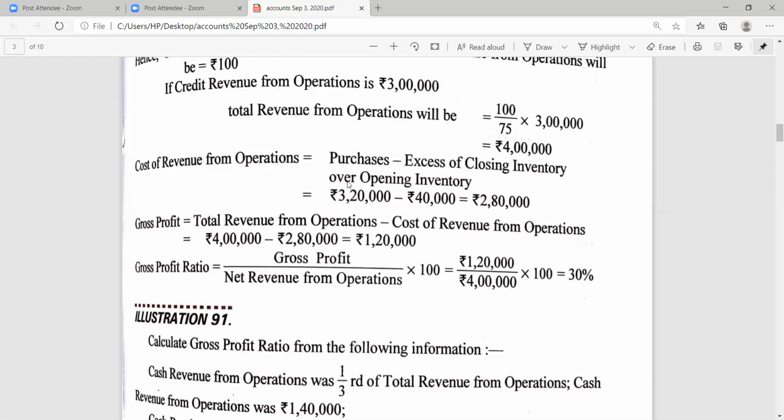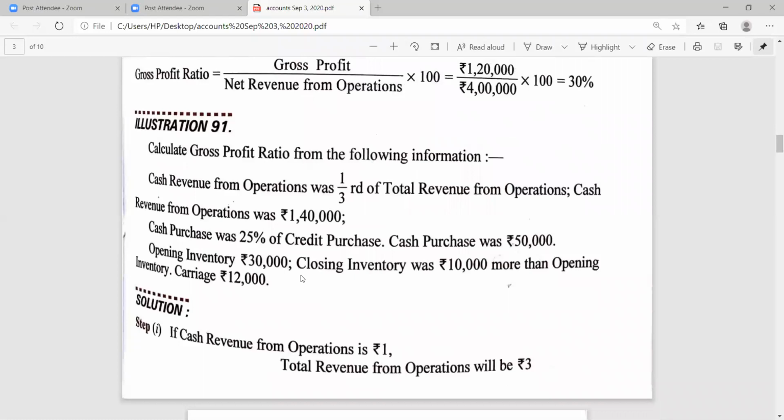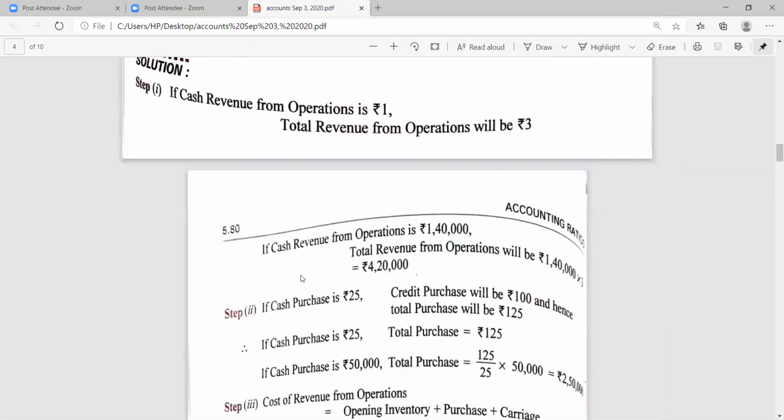See, in the next question, it is given that cash revenue from operation is 1/3. Another clue is given to us. With the help of this clue, you have to find out all the information required in the question, and then you can calculate your GP ratio. Let's move ahead. You have to do the questions related to GP ratio yourself, and if you find any difficulty or any confusion, feel free to ask your queries anytime.